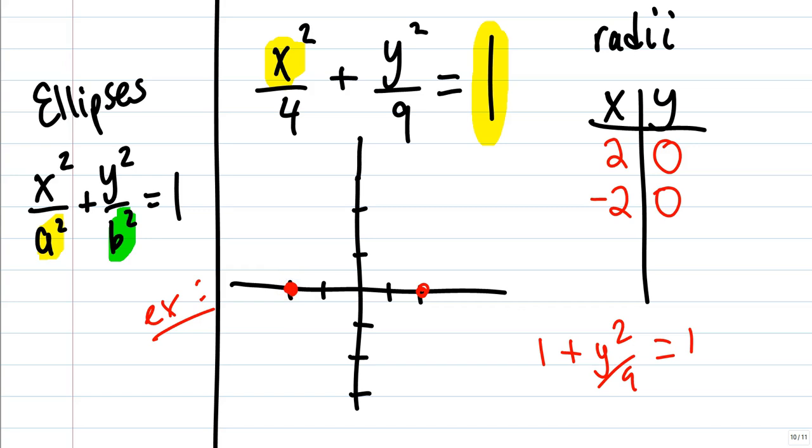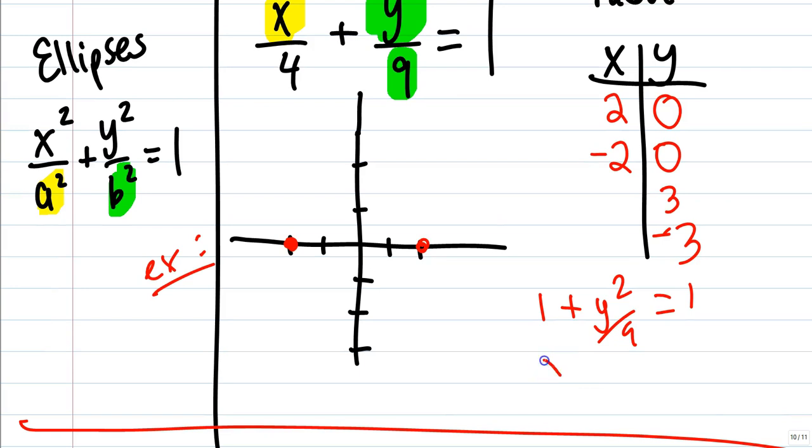I can do the same thing with the y. I can think about this and go, okay, well, what would make that y turn into a 1? What squared divided by 9 would be a 1? Well, if y were 3, or if y were a -3. Why? Because that would give me x squared over 4 plus 3 squared is 9 over 9, or 1, equals 1. Well, if this is a 1, then that means x must be a 0. So that gives us two more points, 0, 3, and 0, -3.